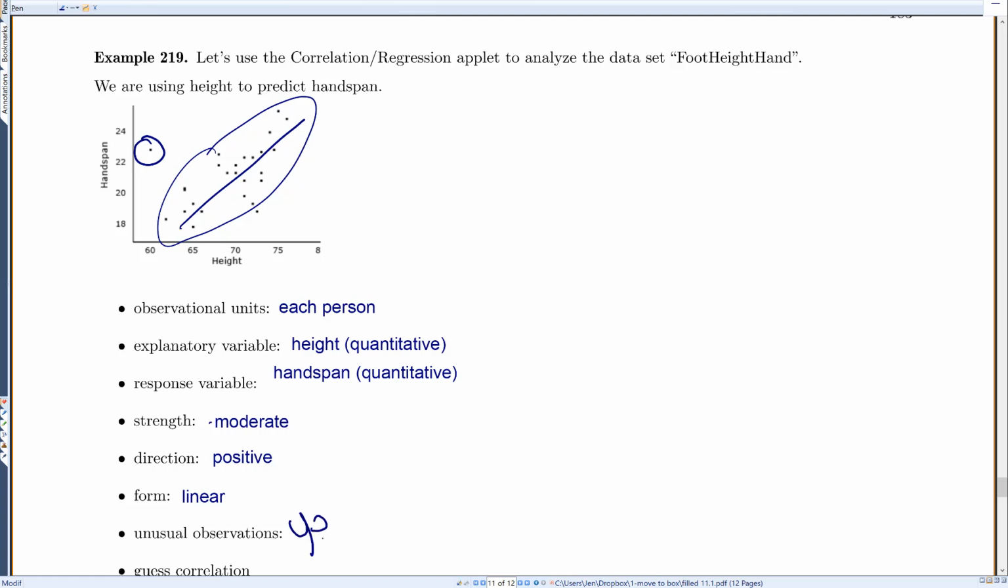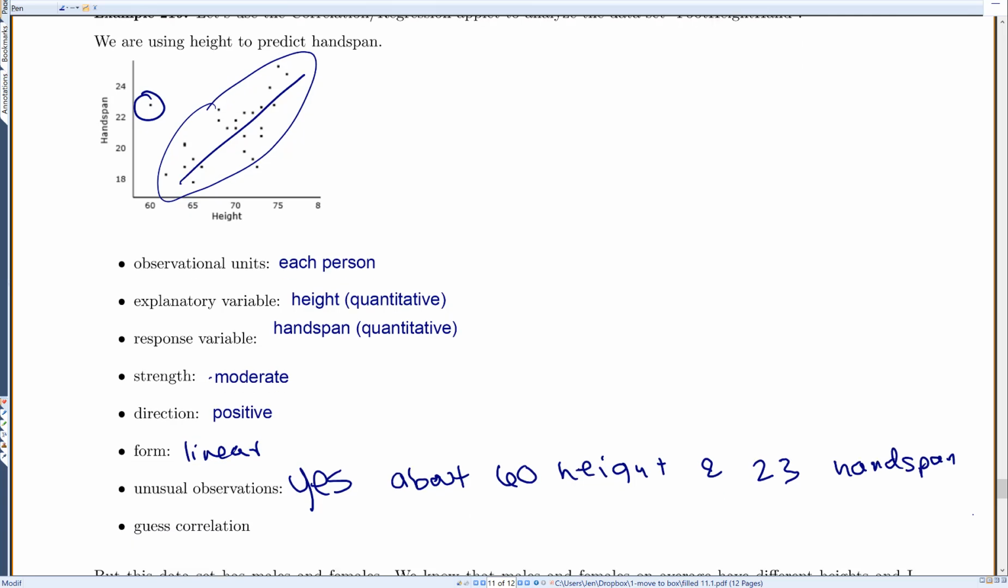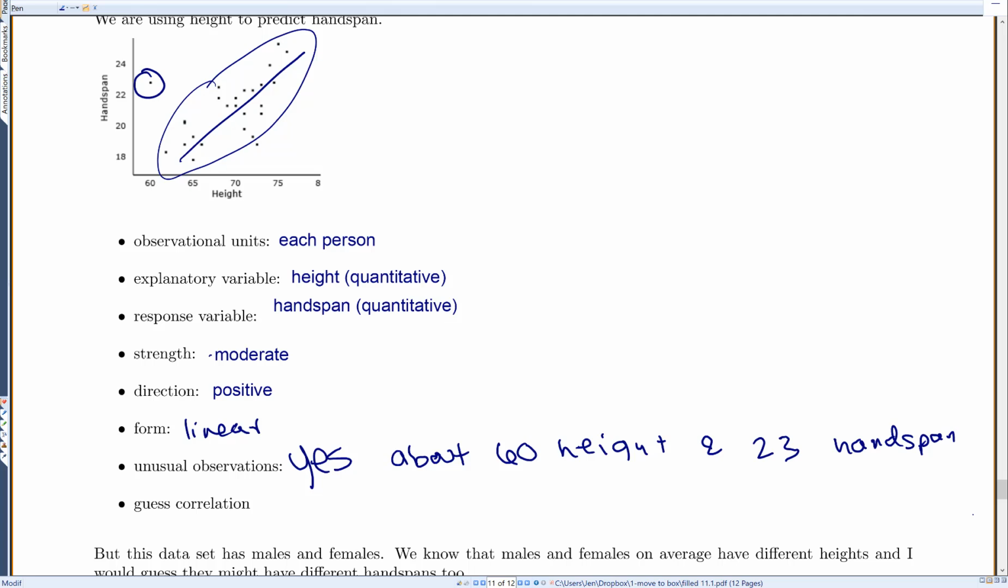What about unusual observations? I would say yes. That one that's about 60 for the height and maybe 23 for the hand span. And let's guess our correlation. Again, kind of moderate. I'm going to guess like 0.5 or 0.6 maybe.